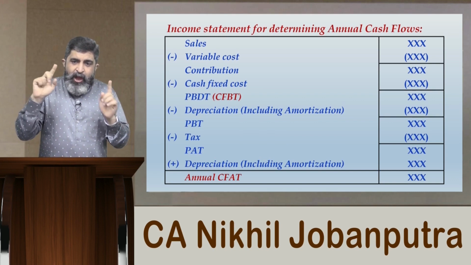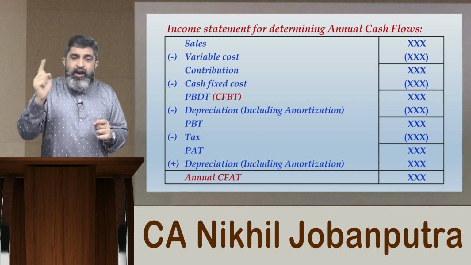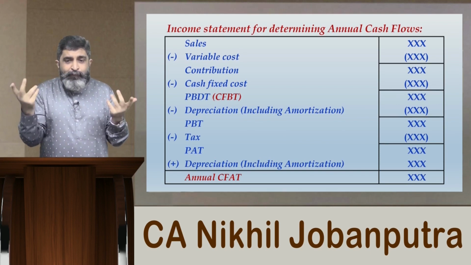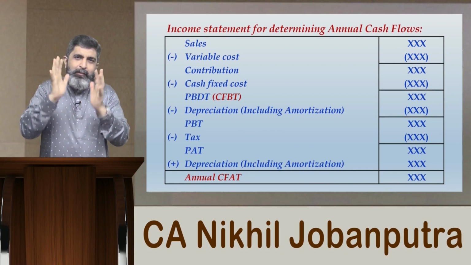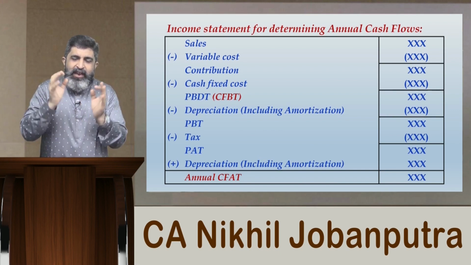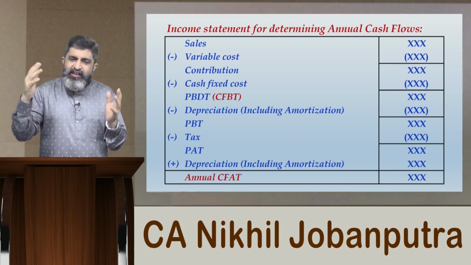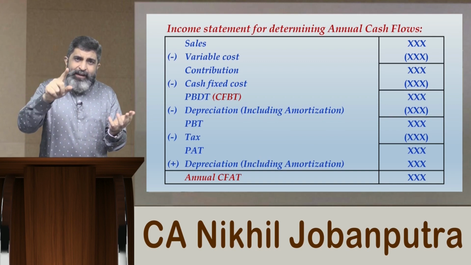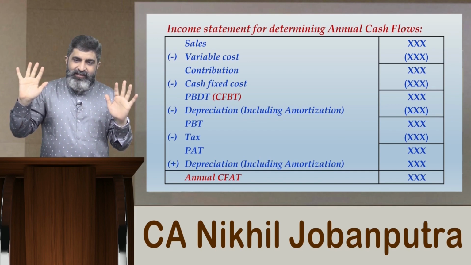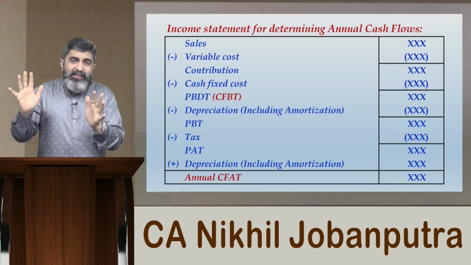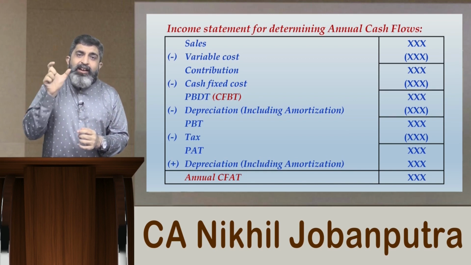So logically, how much money was there in your bank account before paying tax? 10 lakhs. What is the amount of tax? 2,40,000. 10 lakh minus 2,40,000. What will be the remaining money lying in your bank account? It will be 7,60,000. 10 lakhs minus 2,40,000 is 7,60,000. That 7,60,000 is cash flow after tax.